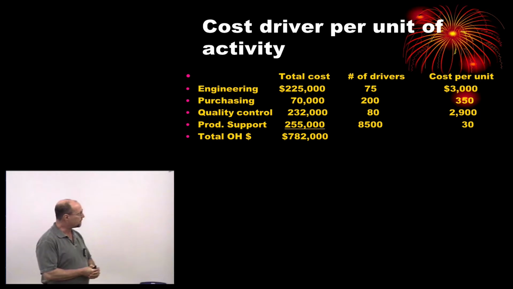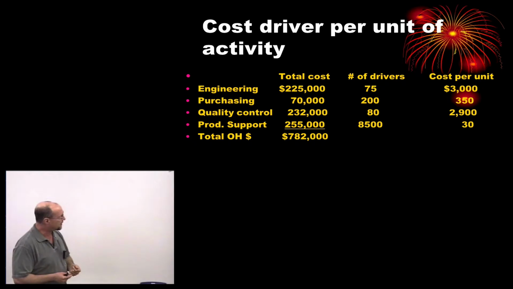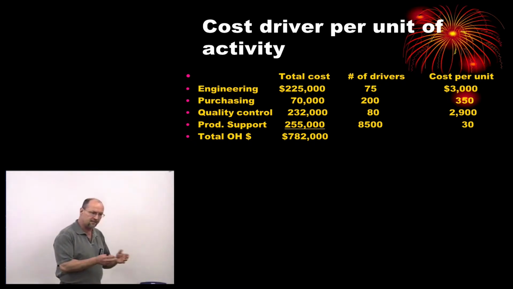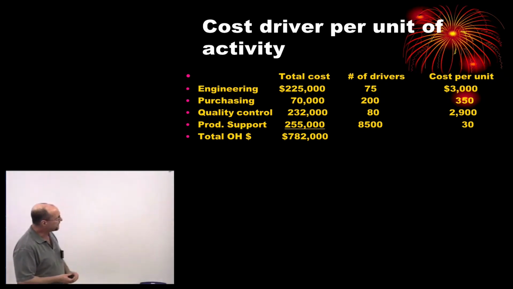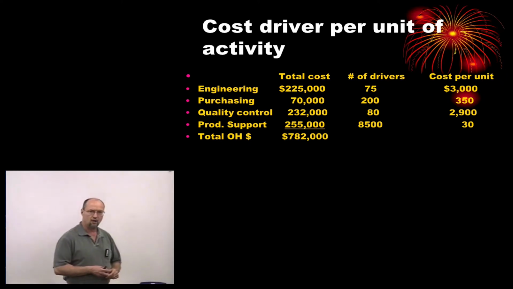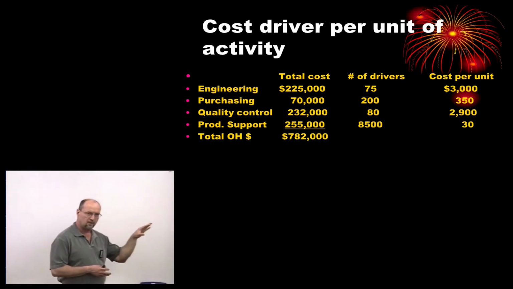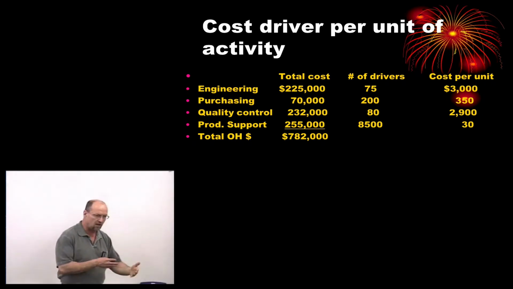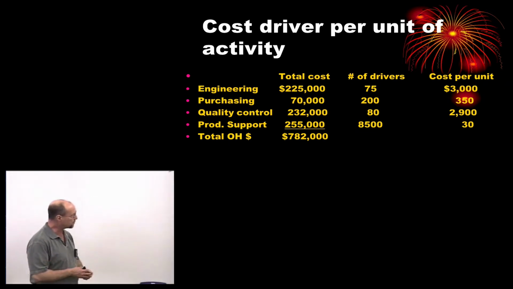Based on that, we can now come up with a cost per unit of activity. So engineering change orders, again, they're expensive because you have engineers working on this, designing it. It's not something you just do like that. It takes time. If we had 75 change orders and that department or that cost pool incurred $225,000, then each change order is going to cost $3,000. Each purchase order, remember, this is just to place the purchase order. This is not the cost of inventory. Okay, that goes into the materials. Okay? To place a purchase order costs us about $350.